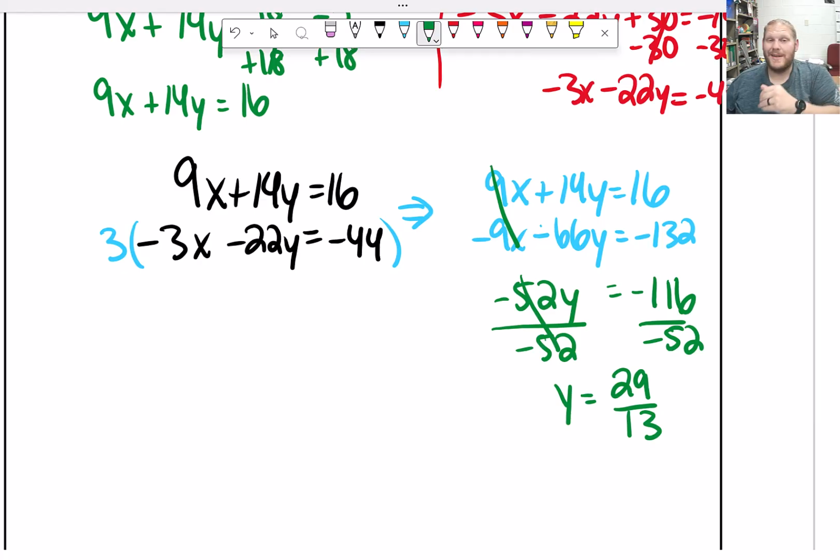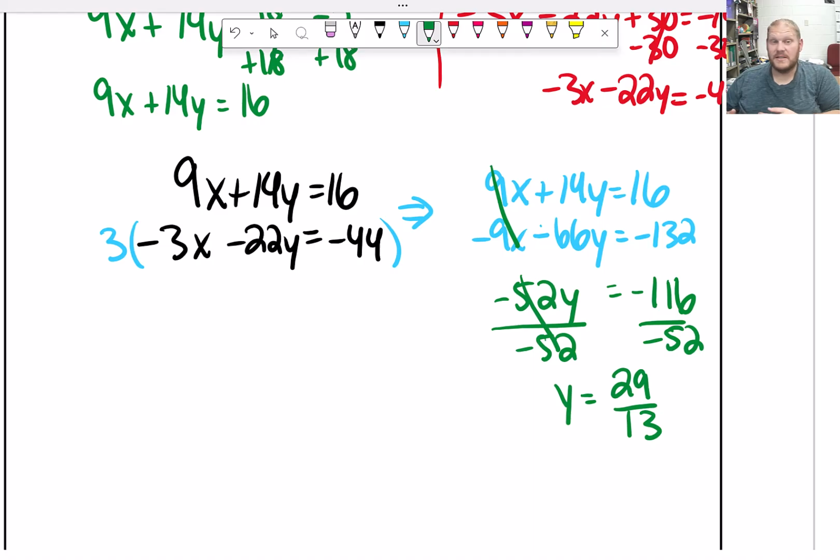Because remember, if it doesn't tell us to round, we need to have our answers as either a reduced fraction or an exact decimal. And in this case, your calculator is going to spit out a bunch of decimal places that we would have to round off in order for us to be precise. So that means our only choice for how we can write our answer in this one is a reduced fraction. So 29/13 is that y value.